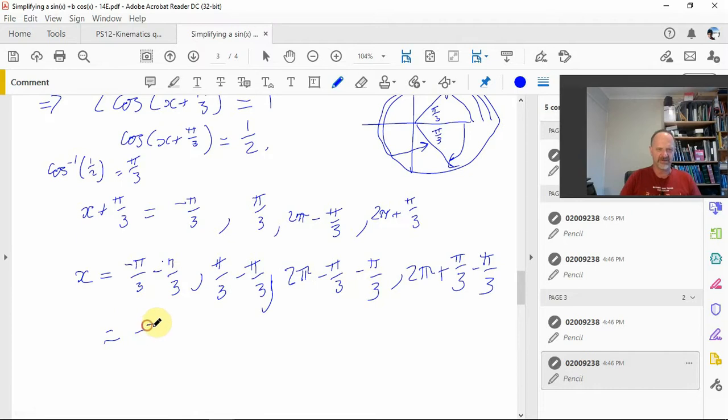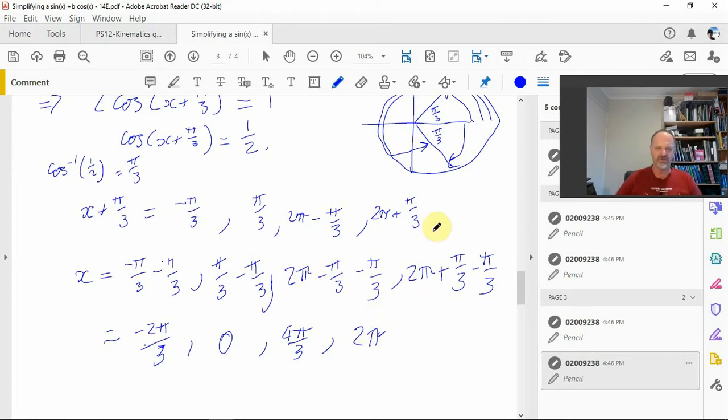All right, that's negative 2 pi on 3. This one here is 0. 2 pi minus pi on 3 minus another pi on 3, so that's minus 2 pi on 3. So in 2 pi there's 6, 6 minus 2 is 4 pi on 3. And plus minus, so that's 2 pi.